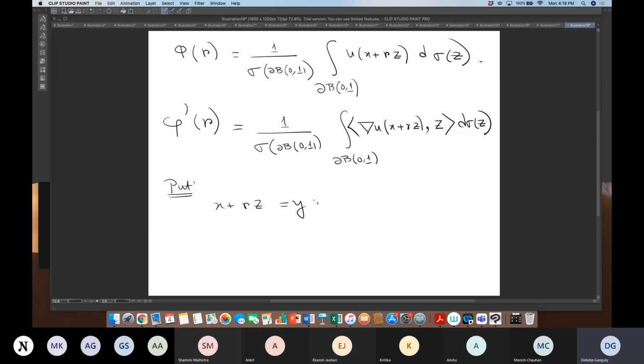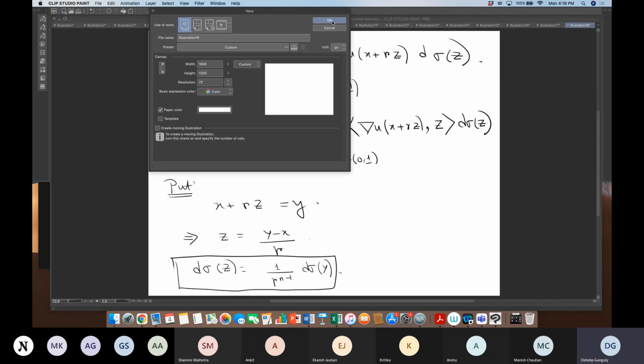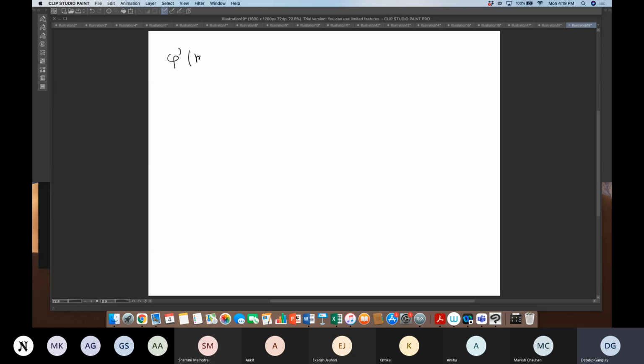It's a very interesting and very important theorem. Substitute y. Then your z is y minus x by r. So d sigma z is 1 by r to the power n minus 1 d sigma y, since x is fixed. If I do this substitution, this will be phi prime of r.